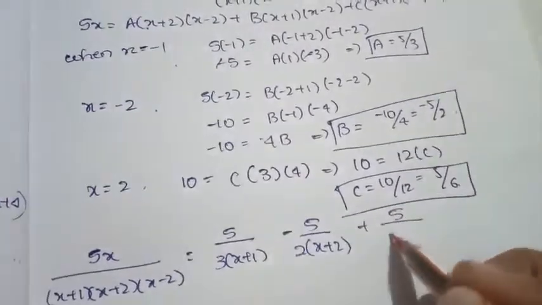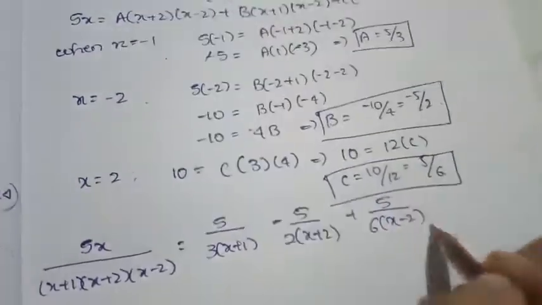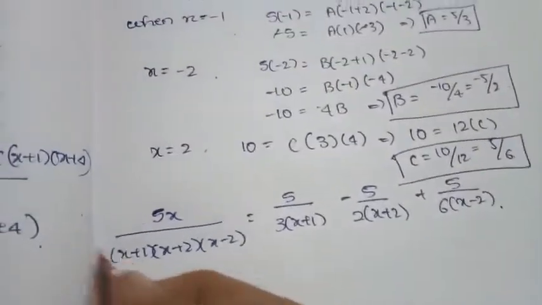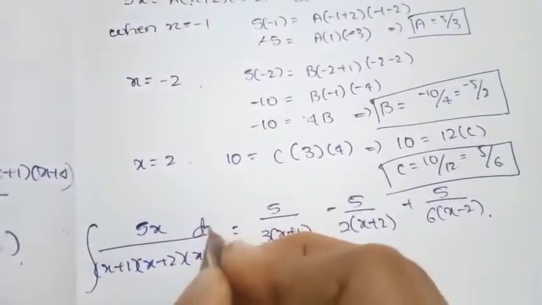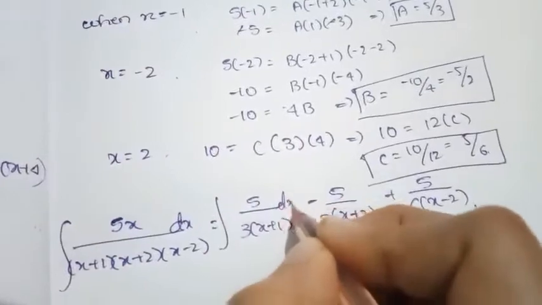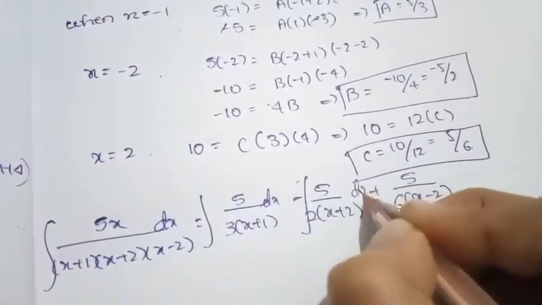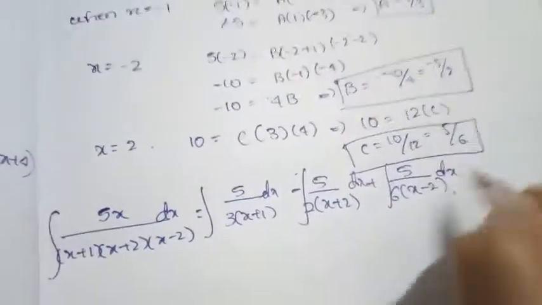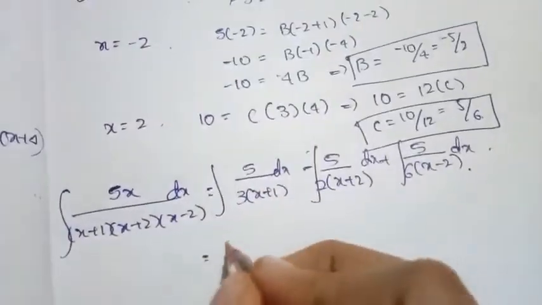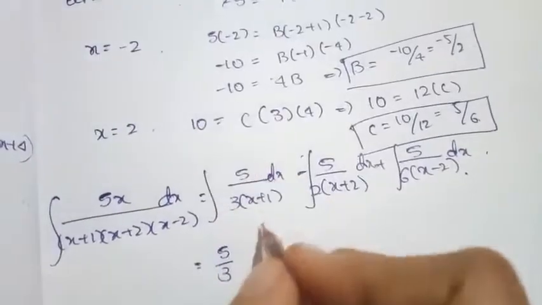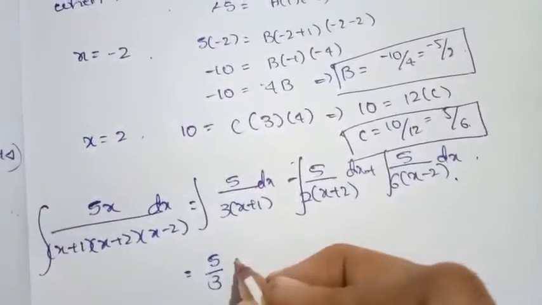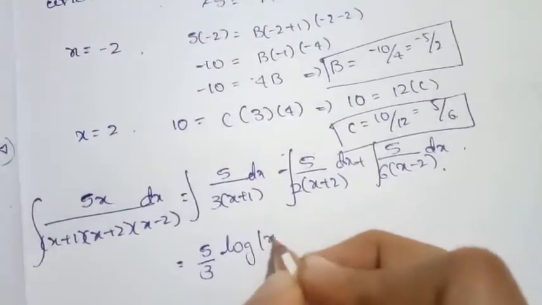What is the c? 5 by 6 into x minus 2. So now integrate on both sides, integrating with respect to the variable x. So what is that? 5 by 3, it is a constant, taken outside. Integration of 1 by x plus 1 dx is log of mod x plus 1.